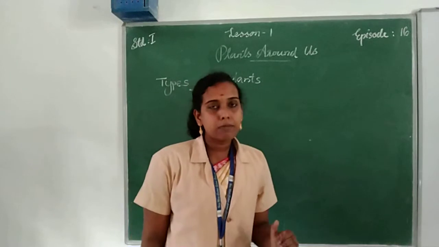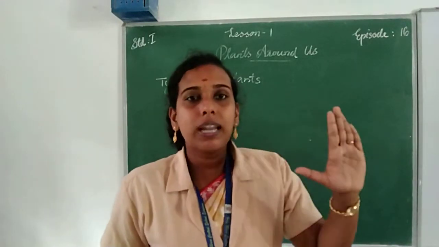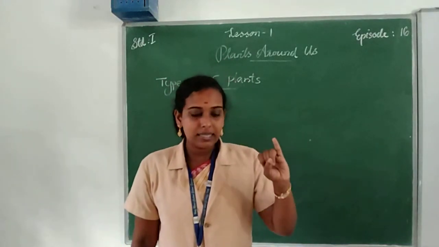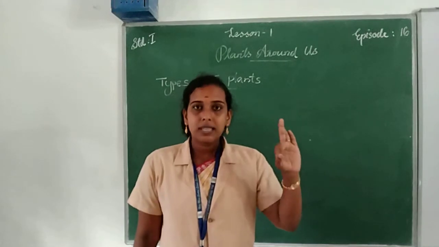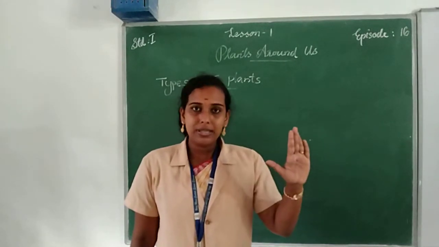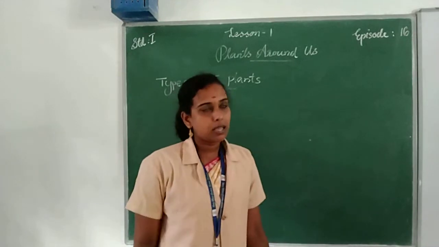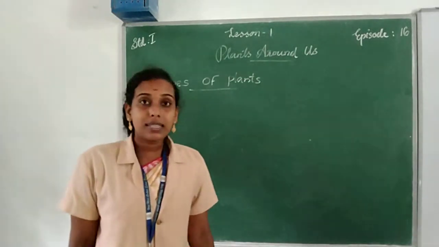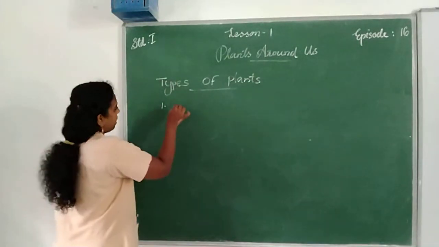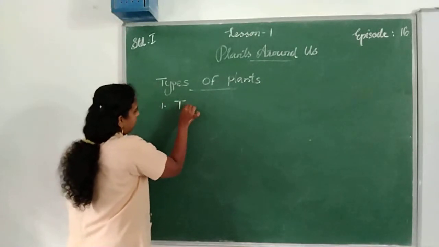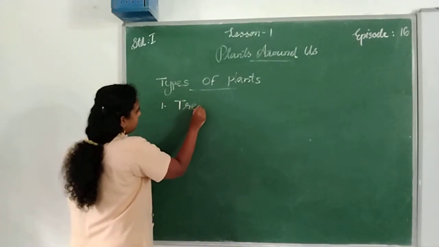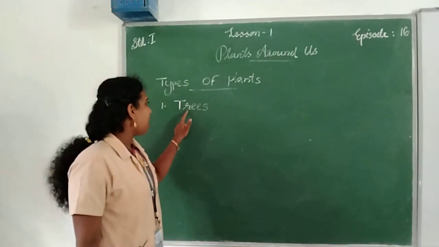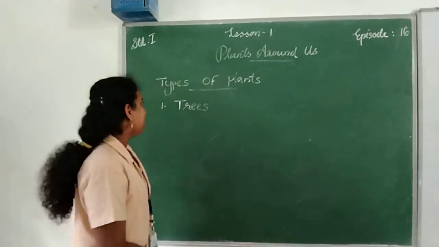So how many types of plants? There are mainly 5 types of plants: trees, shrubs, herbs, climbers, creepers. These are the 5 types of plants. So we just get the spelling of the words. The first type of plants are trees. You already know the spelling of trees, that is T-R-E-E-S, trees.